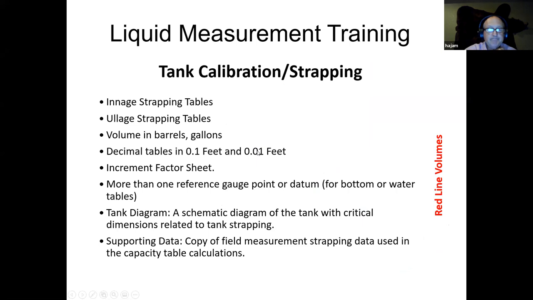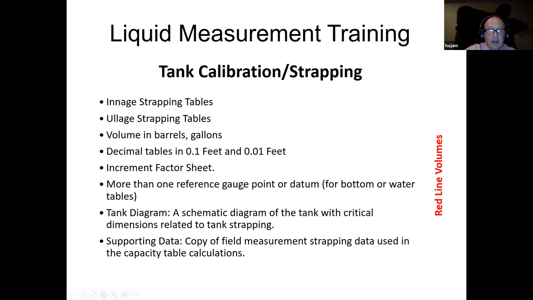So with a tank calibration or strapping, you end up with either an inch gauge, an inch strapping table, a Ulich gauge or a Ulich strapping table, the volume in barrels and gallons, decimal tables in feet or in tenths or hundredths of a foot, and an incremental factor sheet, which gives you every increment between 1 foot and the next foot.